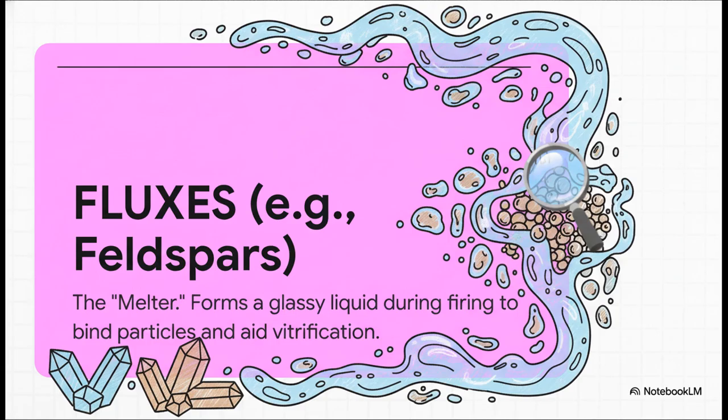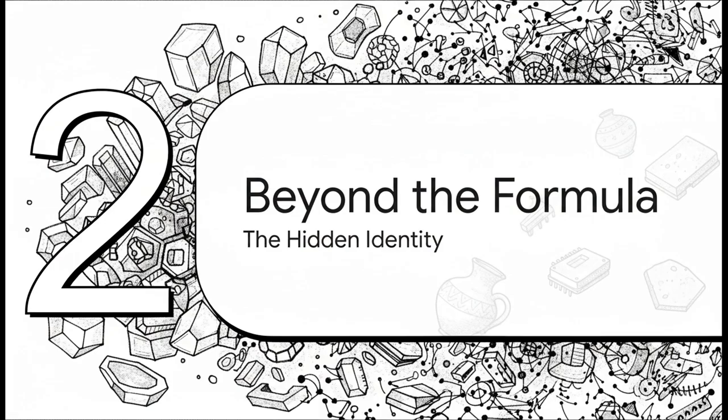And finally, we have the fluxes, like those feldspars we talked about. These are the melters. Their whole job is to lower the melting point of the entire system. During firing, they form this gooey, viscous liquid that flows in between all the other particles, pulling them together and creating a dense, strong, glassy final product. That's vitrification. Okay, so if we know all these roles, why are we still running into problems?